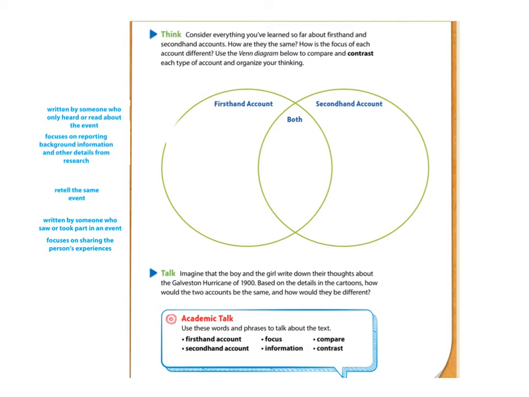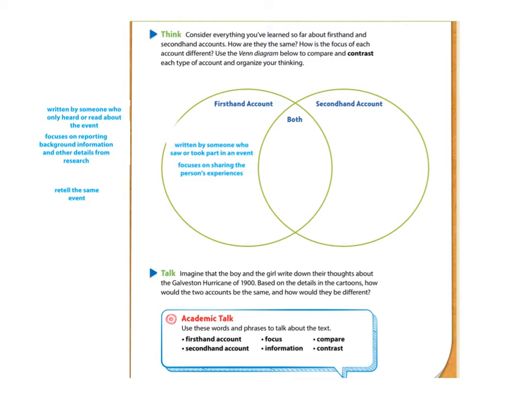I'm going to begin by modeling. Okay, so I'm considering what I've learned so far about the difference between a first-hand and a second-hand account. I'm thinking about the focus and how it's different. All right, so I'm thinking a first-hand account is written by someone who saw or took part in an event. It focuses on sharing the person's experience.